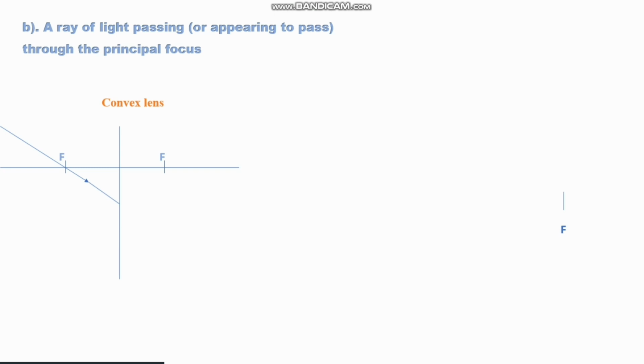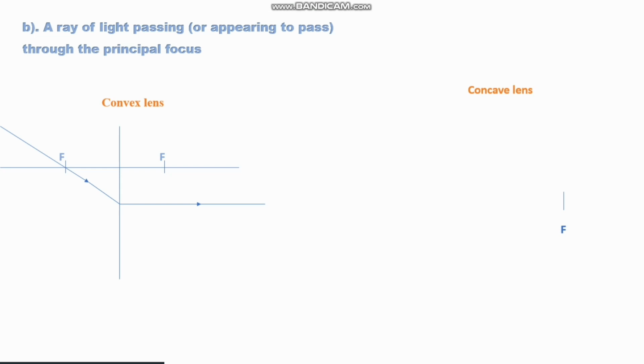When that ray reaches the optical axis, it is refracted, but its refraction is parallel to the principal axis. So this is the principal axis, and this ray is going to be refracted parallel to the principal axis as shown like that.